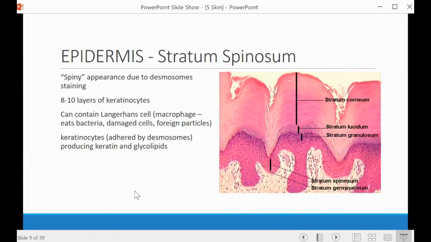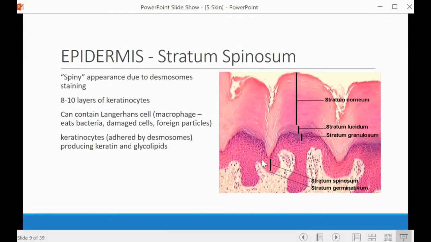Then we have the stratum spinosum. The stratum spinosum is going to appear sort of spiny when we look under the microscope. Okay? It's 8 to 10 layers of keratinocytes. Now, these are still those cuboidal shaped cells, but they're kind of squished a little bit because they're stacked on top of one another. So stratified cuboidal. We also have what are called Langerhans cells in here.